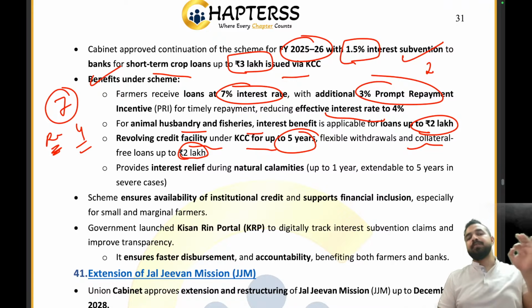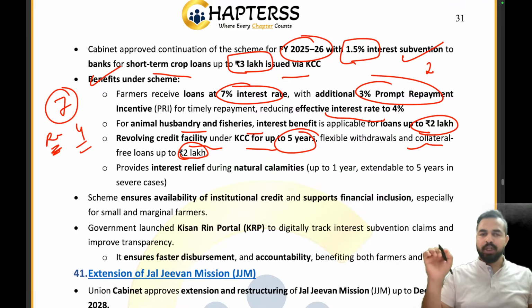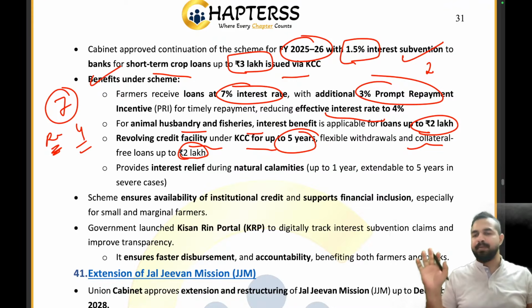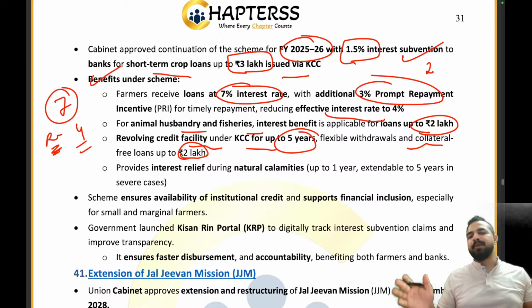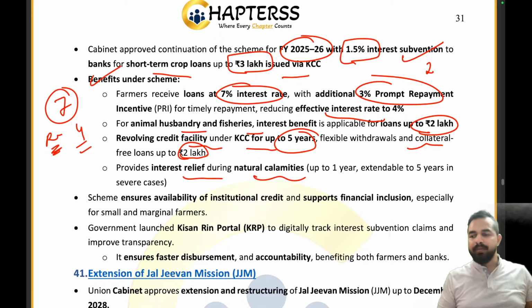See guys, these are the very important parts that we have come up with under the Modified Interest Subvention Scheme. We have approved its continuation for fiscal year 25-26. The interest subvention is 1.5%. The short-term crop loan which can be provided is ₹3 lakh. Farmers receive loans at a 7% interest rate, and in the case of timely repayment, the 3% repayment incentive will be provided, reducing the effective interest rate to 4%. For animal husbandry and fisheries, interest benefit is applicable for loans up to ₹2 lakh. The revolving credit facility under the Kisan Credit Card is for up to 5 years, with flexible withdrawal and collateral-free loans up to ₹2 lakh. It provides interest relief during natural calamities up to 1 year, extendable to 5 years in severe cases. Clear?